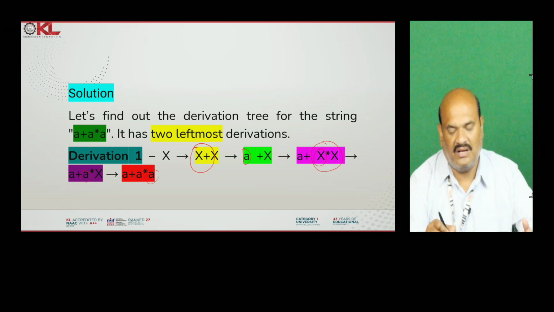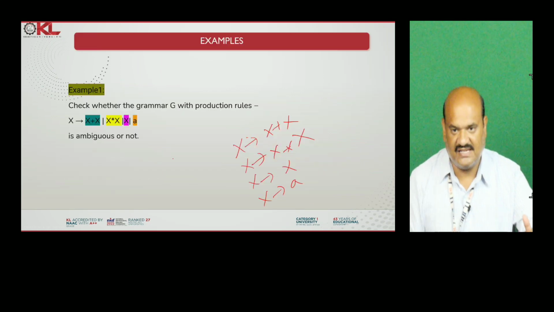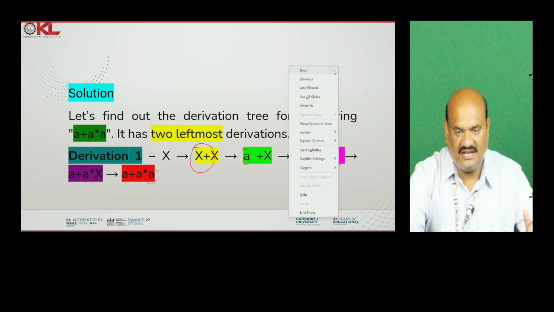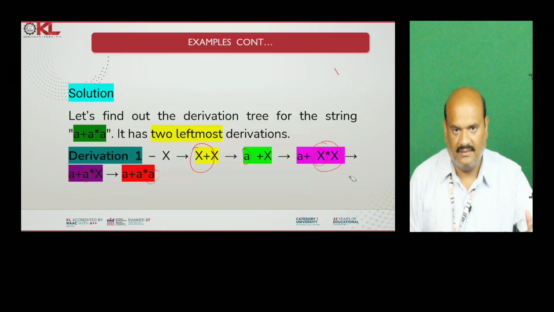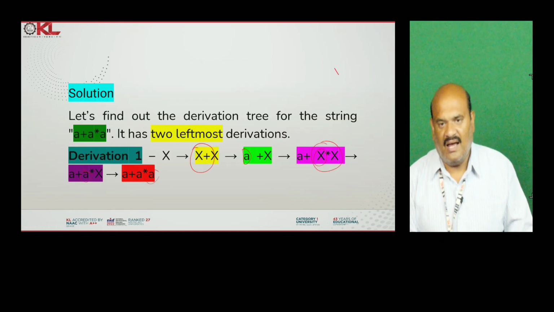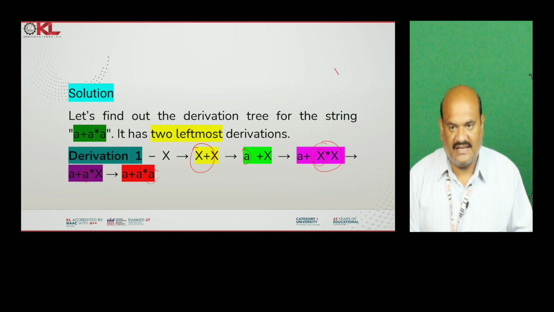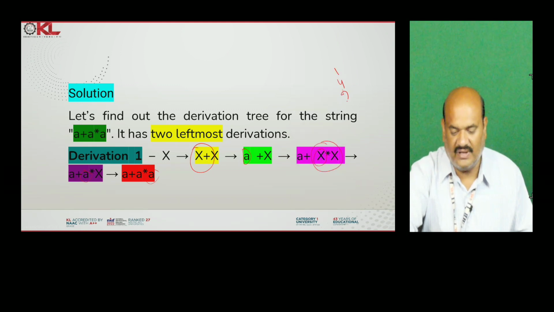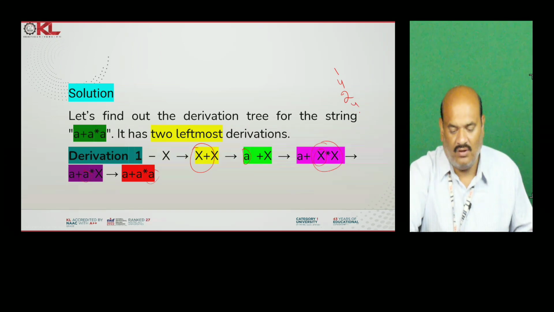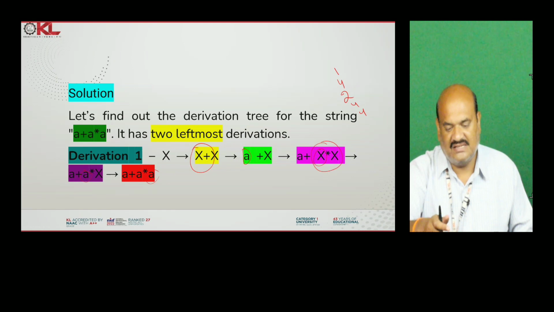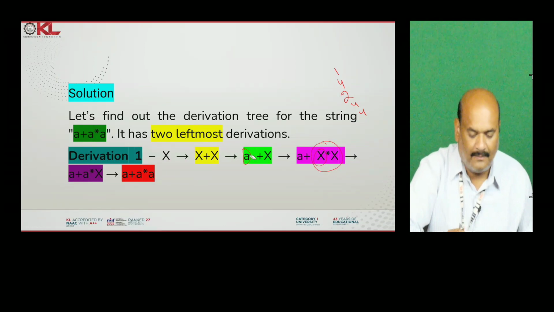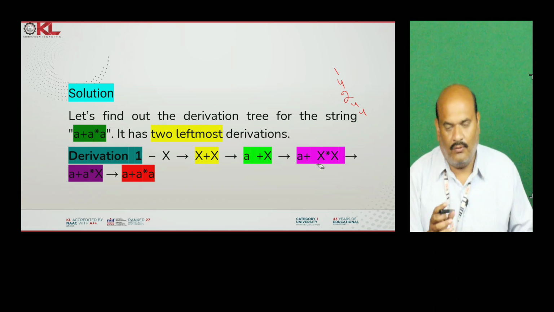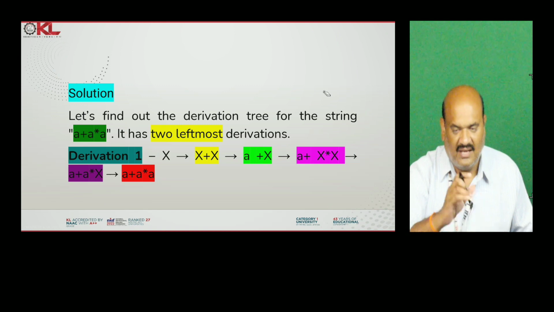See here, if you observe clearly, first X goes to X plus X. That means I applied rule 1. First I applied rule 1. Then I applied the fourth rule. What is my fourth rule? X goes to a. Then I applied X goes to X into X, which is rule 2. Then I applied 4. So this is the order. I took all the production rules, and I am able to generate my required string from this grammar. Now I can say this is my context free grammar.